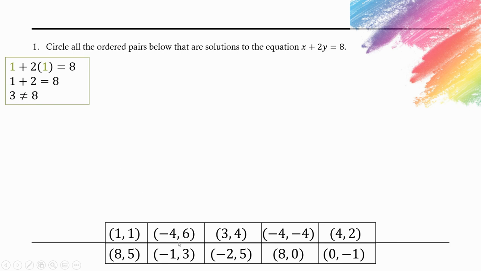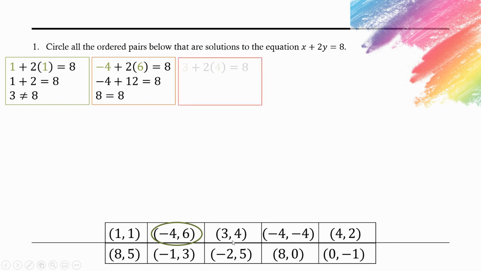So we're moving on to negative 4, 6, substituting negative 4 for x and 6 for y. When we multiply 2 times 6, we get 12. Negative 4 plus 12 gives us 8. So we do get a true statement when we substitute in negative 4, 6. So we're going to circle negative 4, 6. Then we're going to test 3, 4, substituting 3 for x and 4 for y. 2 times 4 gives us 8. 3 plus 8 gives us 11. So that one does not work out.